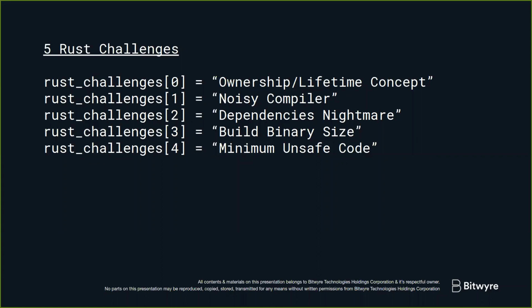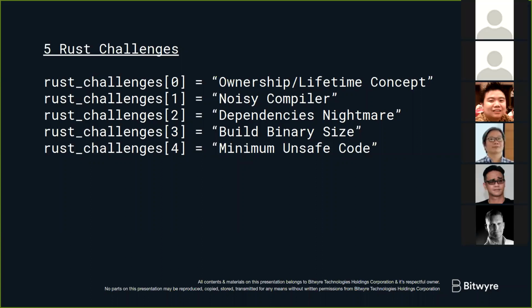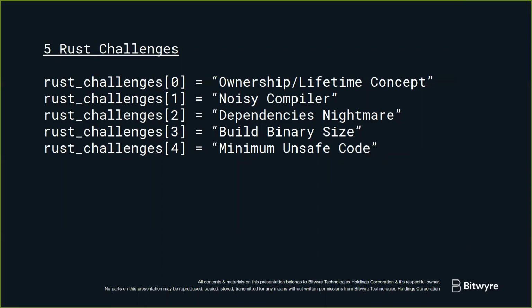And the fourth one is the build binary size. It's quite big, so it's kind of hard to build a small code. 3 days ago I tried to build a small code with Rust to fit the L1 cache, which is very small. It's only 64 kilobytes. But I failed. But yeah, I will show you later.